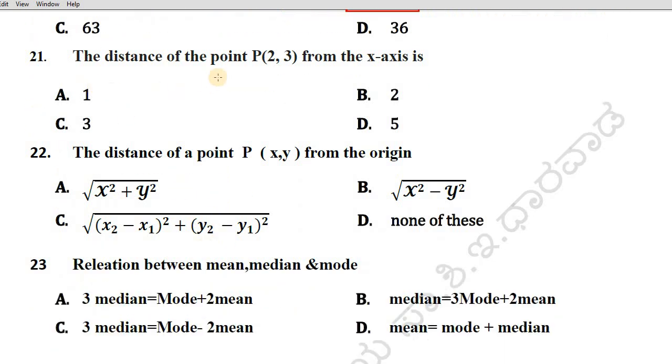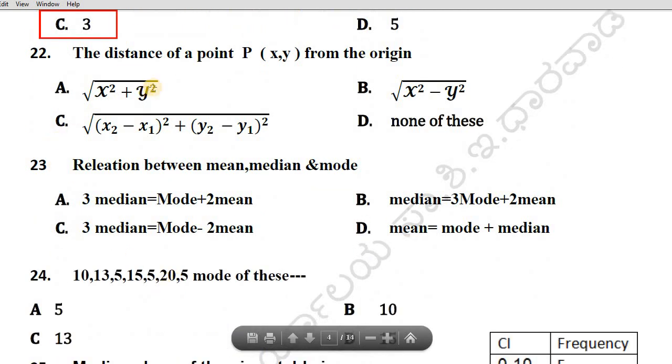Question number 21. The distance of point P 2, 3 from x-axis. This kind of question also repeated number of times. Here a coordinate is given 2, 3 and asking this point on Cartesian plane how far will be from x-axis. So to find the distance from x-axis, we wanted to concentrate on y coordinate. So your y coordinate is 3, hence it will be 3 centimeter of distance. So option C is right.